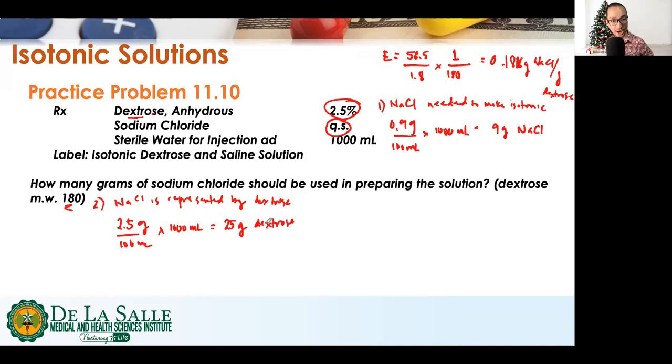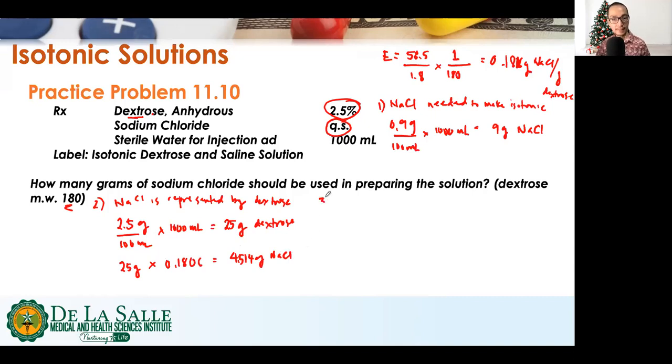Now we are not yet done because step number 2 is to compute the sodium chloride that is represented by the substance present in the solution. So 25 grams times its E value, 0.1806. So this will be equal to 4.514 gram. This is the amount of sodium chloride represented by the dextrose.